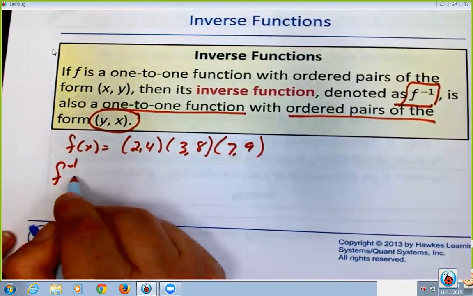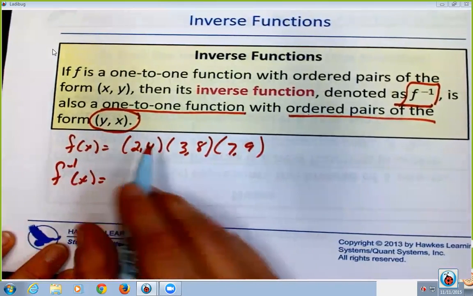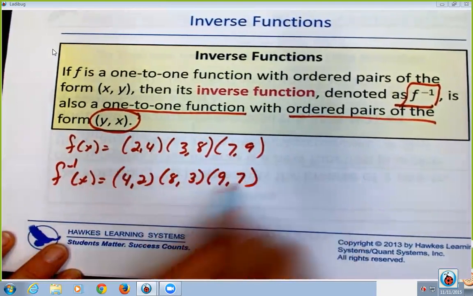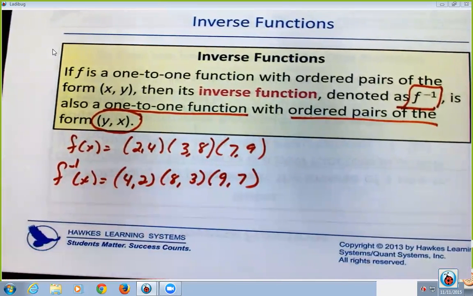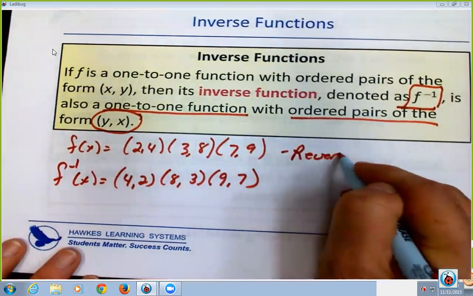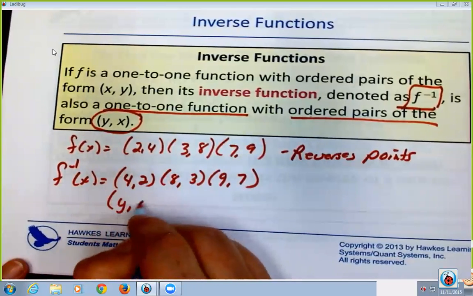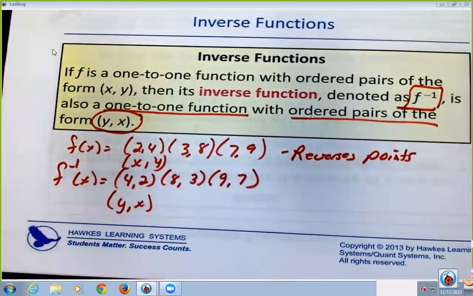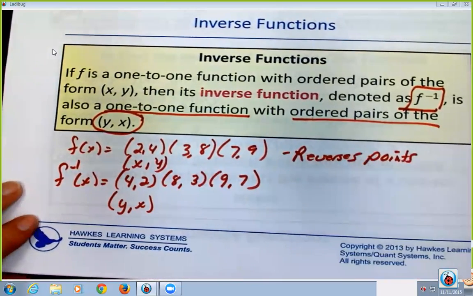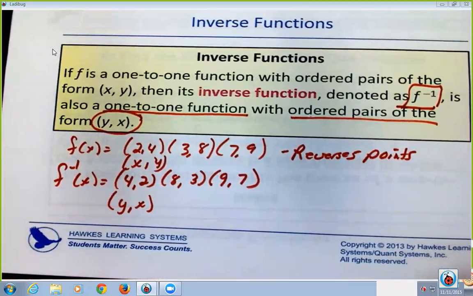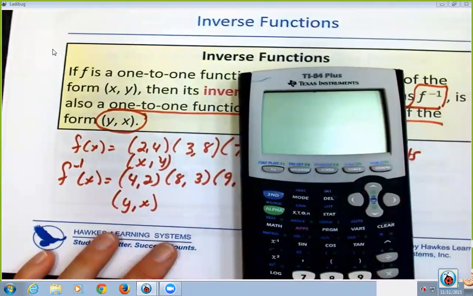In your inverse function, what's going to happen is your y's will become your x's, and your x's will become your y's in your points. So it just reverses the point. It's going to flip them around, make them into the opposites of what they are. So in all of these it's y comma x, and all of these are x comma y, and it's just going to flip your pieces so that you get your spots in the different location. So that's basically what happens with inverse functions. So if you graphed one and you put in the regular function, so if I go back to my y equals here.